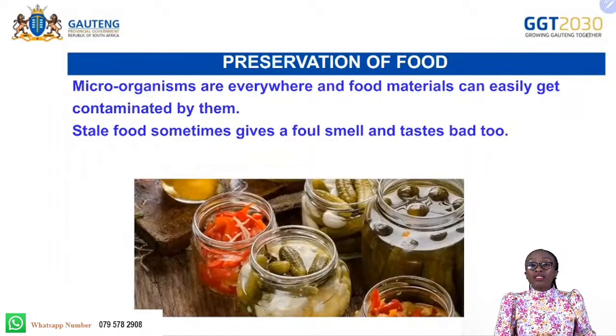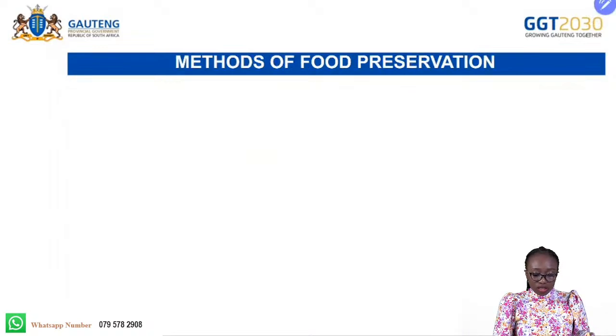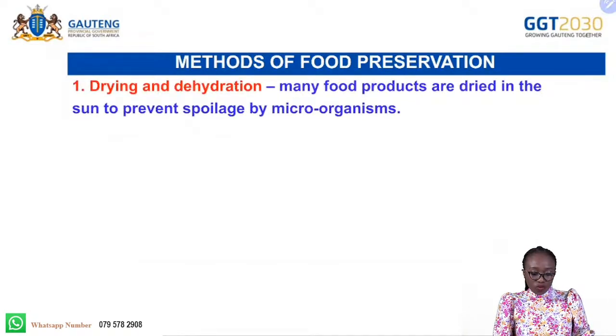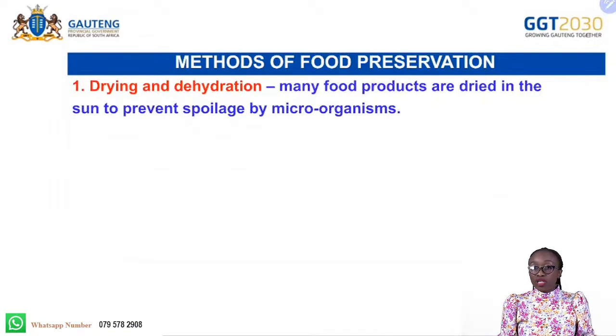So what are the different methods of preservation that have been discovered or have been used over the past centuries? So let's start off with the first one. The first one is called drying or dehydration, getting most of the water out of the food.